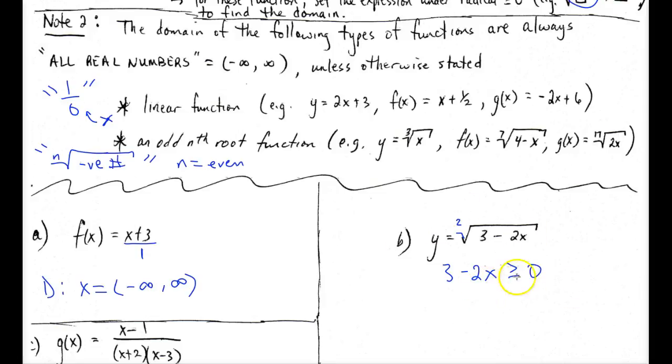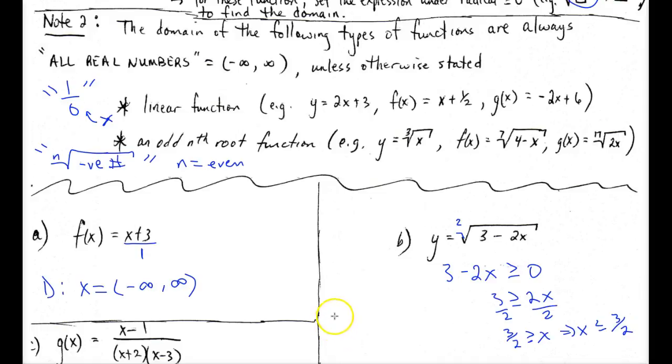And if we solve that, if we add 2x to both sides, we'll get 3 is greater than or equal to 2x, and then divide both sides by 2. And we see that 3 over 2 is greater than or equal to x. Or if we put that another way, reading from left to right, x is less than or equal to 3/2.